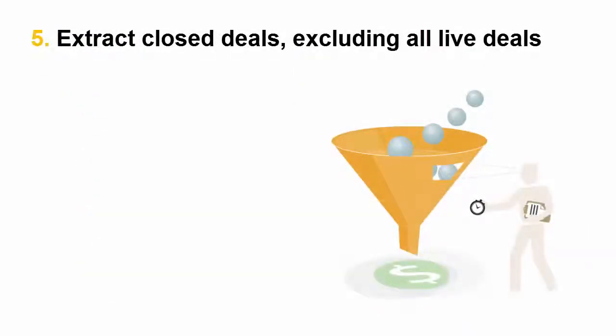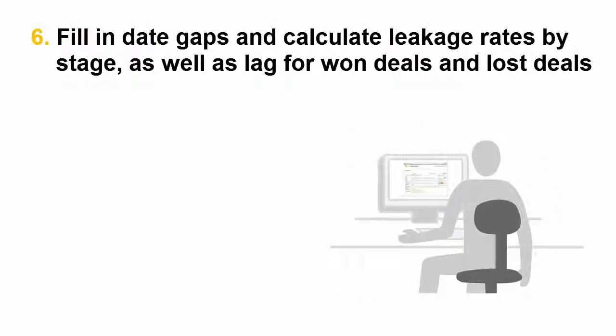Number 5, extract only closed deals. Exclude every deal that hasn't reached closed won or closed lost yet. Step 6, fill in the date gaps. Remember I mentioned earlier that if you've gone from stage 3 to stage 5, assume that the progression was 3 to 4 today and 4 to 5 also today. So fill in those date gaps and calculate your leakage rate also by stage and the lag.